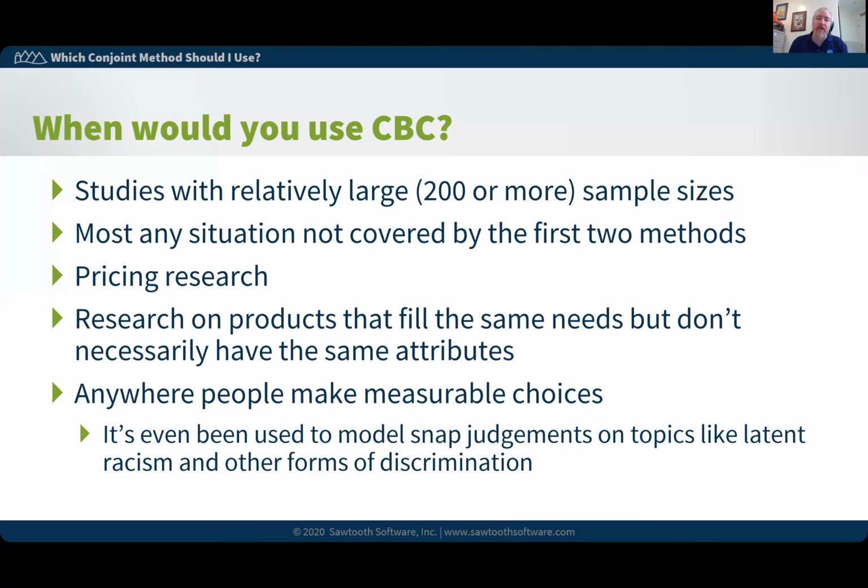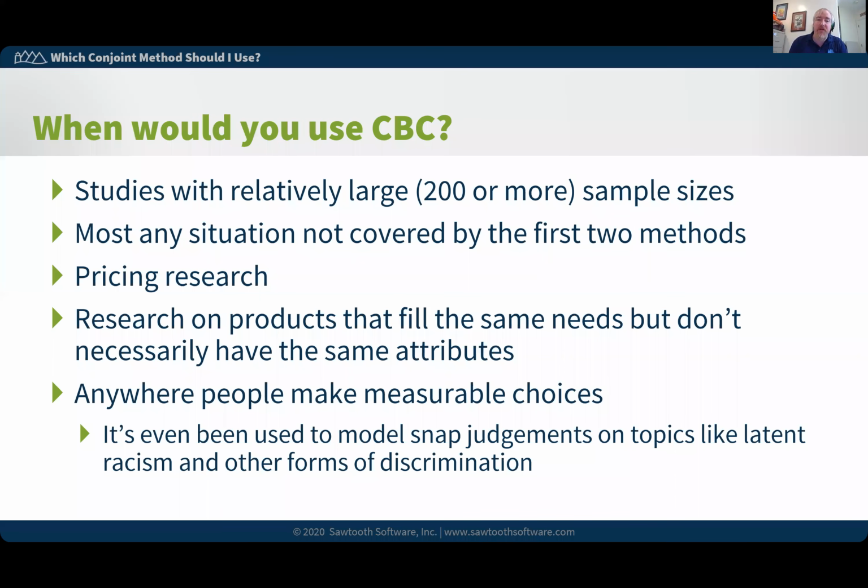Any situation not covered by the first two methods. For pricing research, very often for, you know, brand, price, couple feature trade-off type exercises, CBC is the surefire winner. Research on products that fill the same needs but don't necessarily have the same attributes, like the transportation example I gave earlier. Anywhere where people make measurable choices.